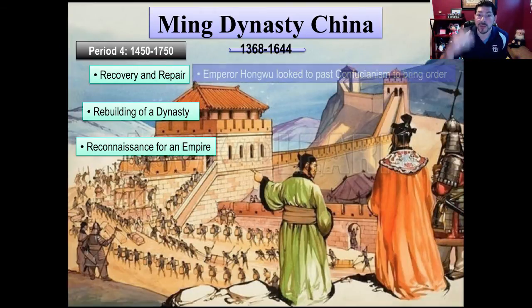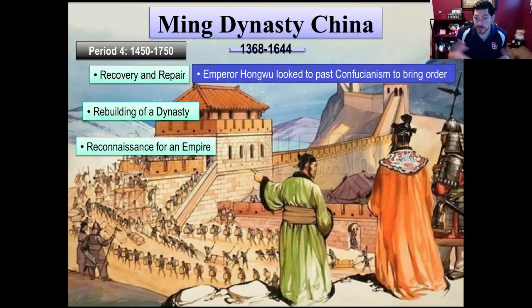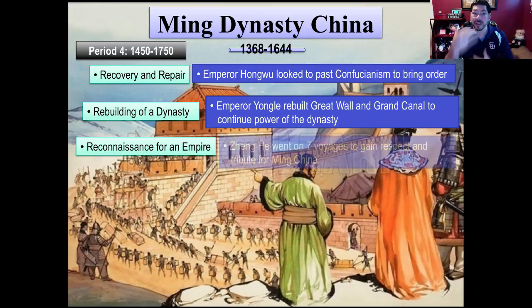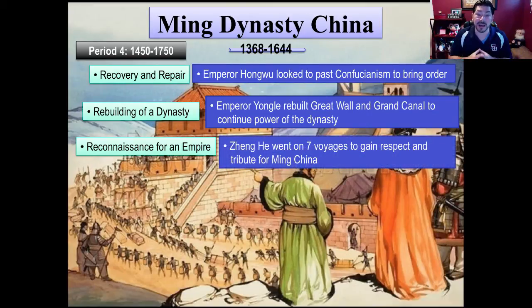First, the recovery and repair. We learned that Emperor Hongwu was the one to put it all together. He looked to the past, he looked to Confucianism to bring order to the present and hopefully foundation for the future. In terms of rebuilding the dynasty, Emperor Yongle continued on that foundation. He rebuilt the Great Wall, the Grand Canal, and continued to flex the power of the dynasty. And finally, in terms of the reconnaissance and creation of an empire, Emperor Yongle sent Zheng He out on 7 voyages to gain respect and, most importantly, tribute from Ming China.